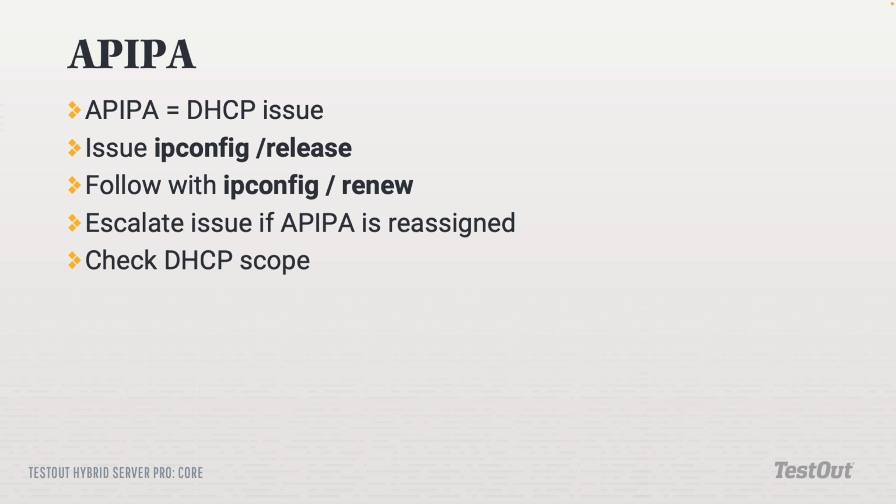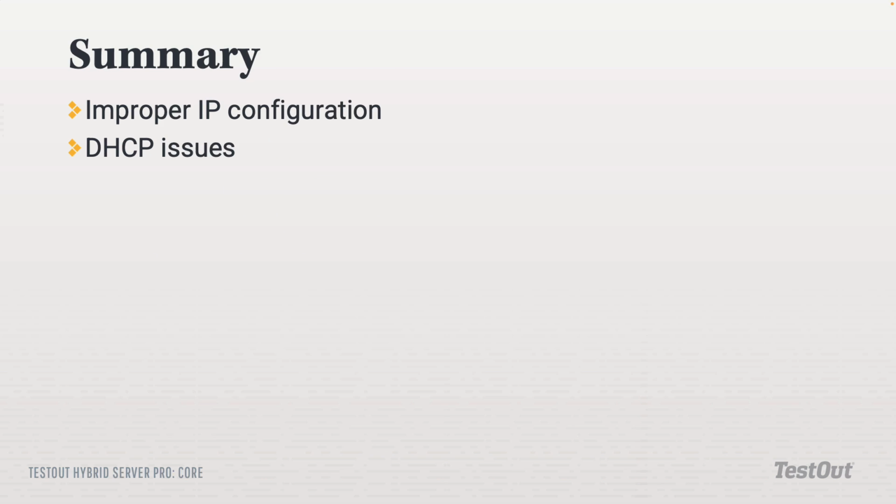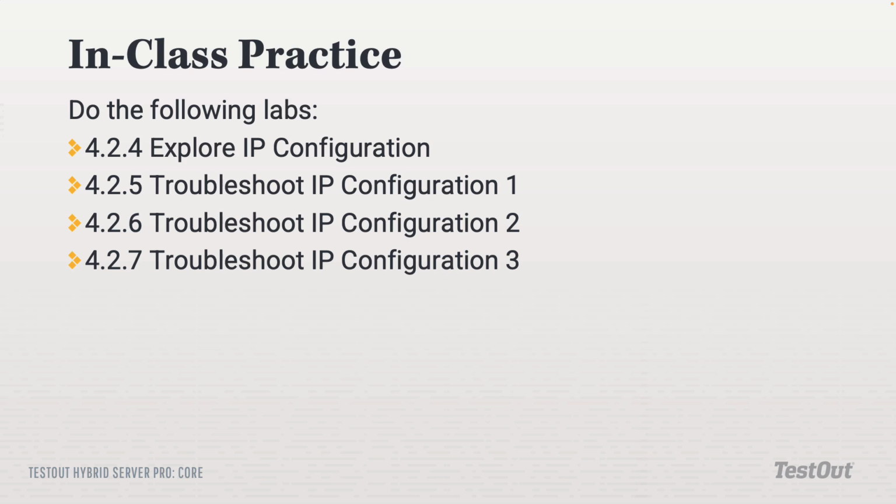How do we fix that? Do an ipconfig /release and then an ipconfig /renew, or do a release renew. Check your DHCP scopes, check that IP helper command, make sure it's forwarding to the right server. Those are some common things that you can troubleshoot.